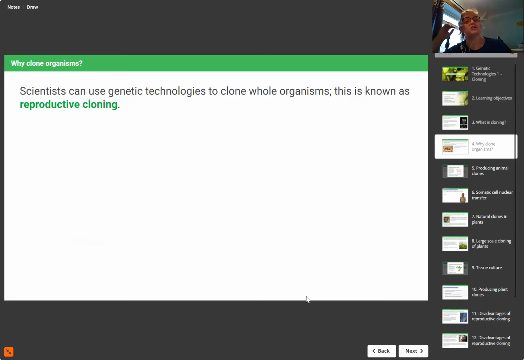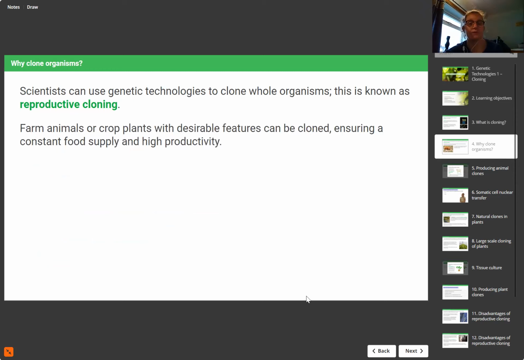Scientists are able to use genetic technologies to clone whole organisms. And when we talk about this, we call this reproductive cloning. Farm animals or crop plants that have really good features, like cows that provide a good amount of beef, or crop plants that are resistant to certain strains of bacteria or viruses or pests, are really desirable, so they could be cloned.